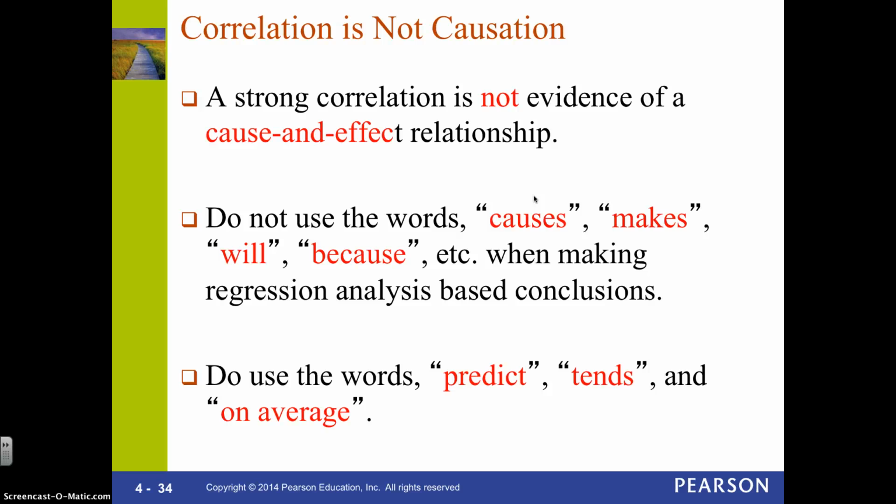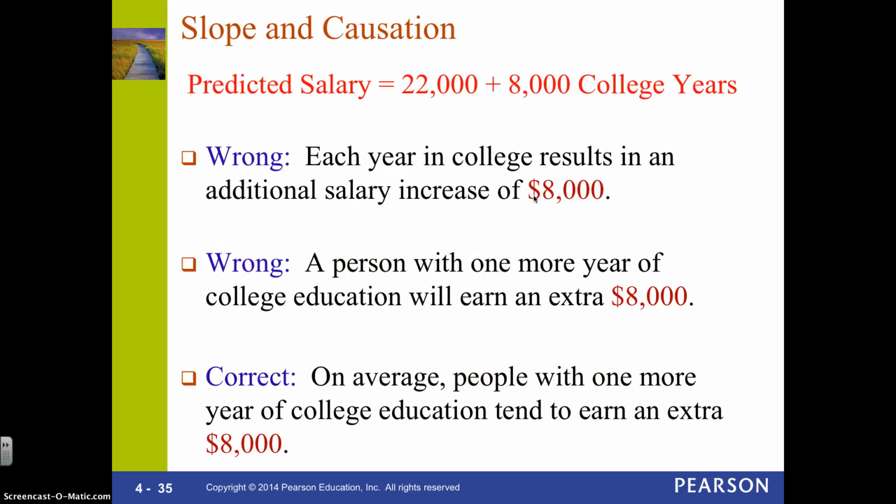Okay, another thing just to remember is that correlation does not mean causation. So strong correlation is not evidence of a cause and effect relationship. Remember, the only way we can actually get cause and effect is if we have a well-designed experiment. A lot of times when we're looking at relationships on scatter plots, we're just doing some statistical analysis, and a lot of times they're even only observational studies. So when you're trying to describe things, don't use the words causes, makes, will, because, as those imply causation. You can talk about it predicting, in tends to, and on average.